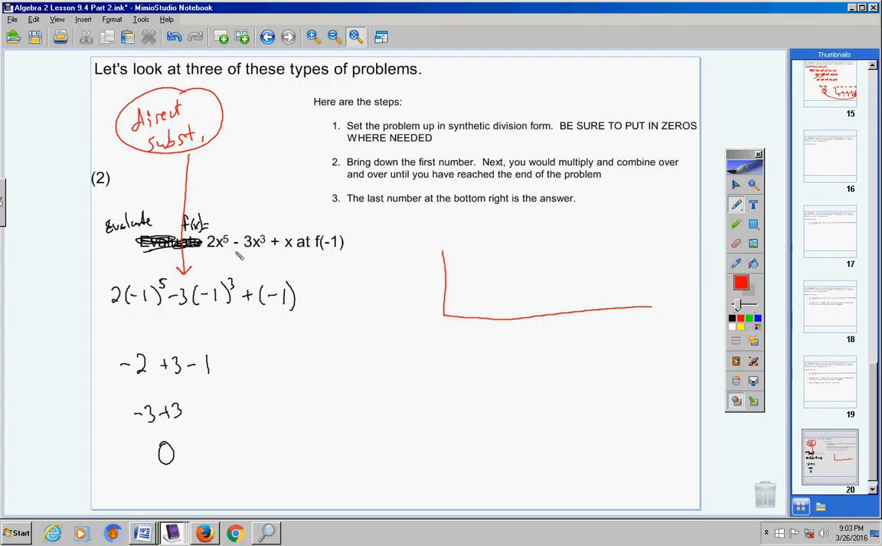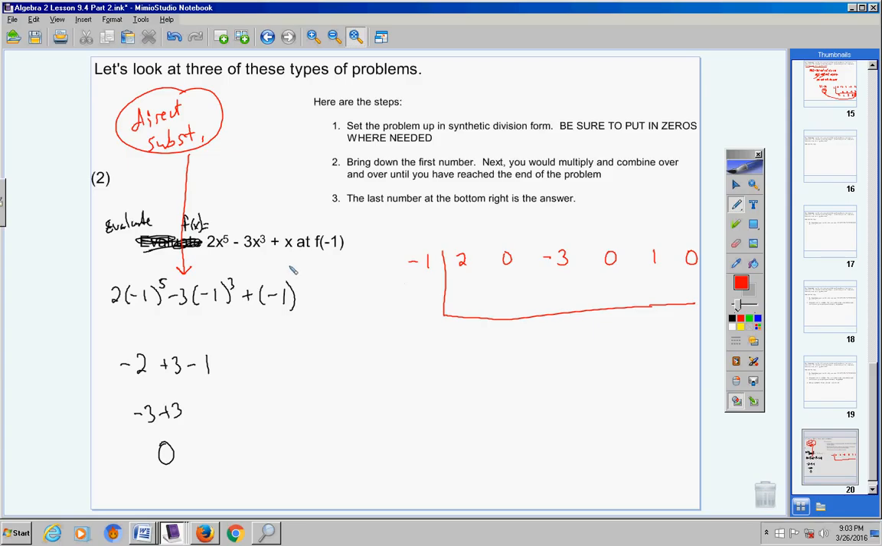I'm evaluating the function at -1, f of -1, so put a -1 here. You have a fifth degree, so I'm going to put a 2. Notice there's no x to the fourth power, so I put a 0. For my x cubed, I put a -3. Notice there's no x squared term, so I put a 0. The coefficient of my x is 1. And look, there's no constant term, so be sure to put a 0 at the end.